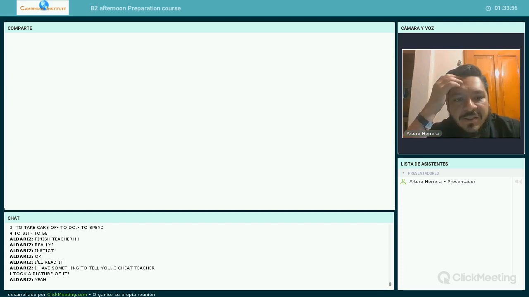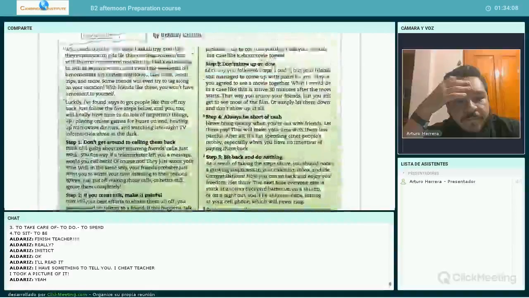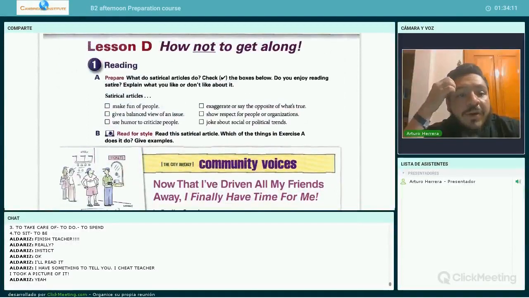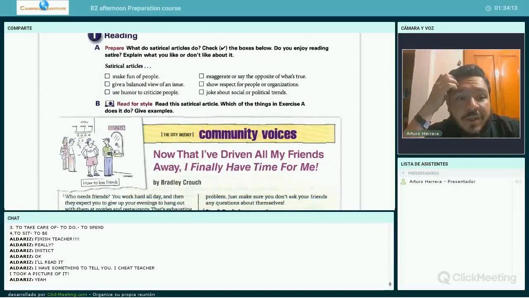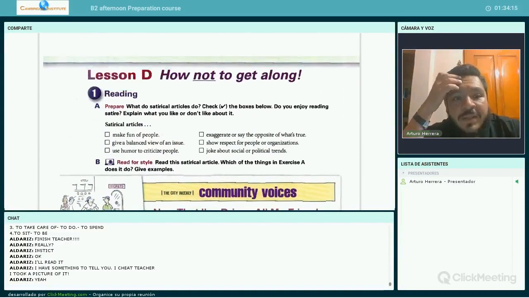All right. So let's go through a reading. Let's go to the reading part. Look, what are we going to do? First, the exercise. Do this on your notebook or take a picture or whatever you do with this exercise.